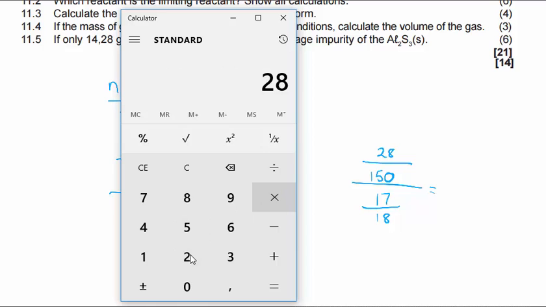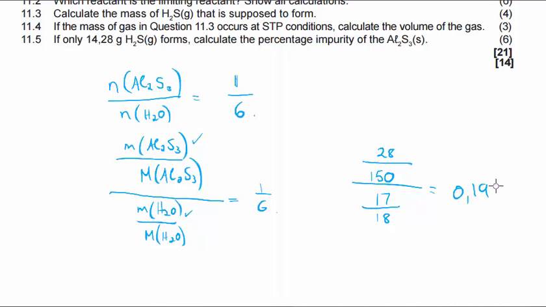So 28 divided by 150 times 18 divided by 17. Yeah, correct. So 0,197, about 0,197. Now how is that helpful? It does actually. The thing is, we need to compare it to what we need. We need this ratio. So between these two values, which one is bigger?